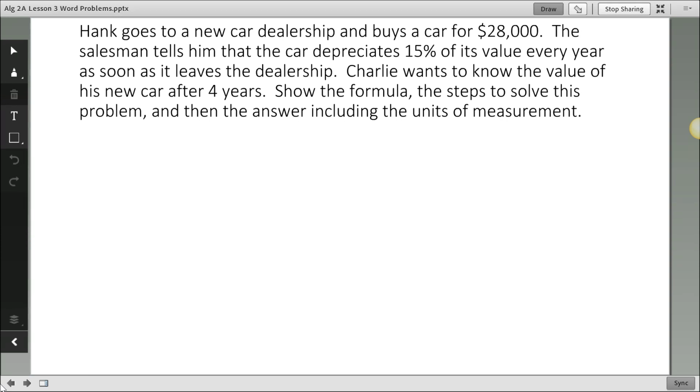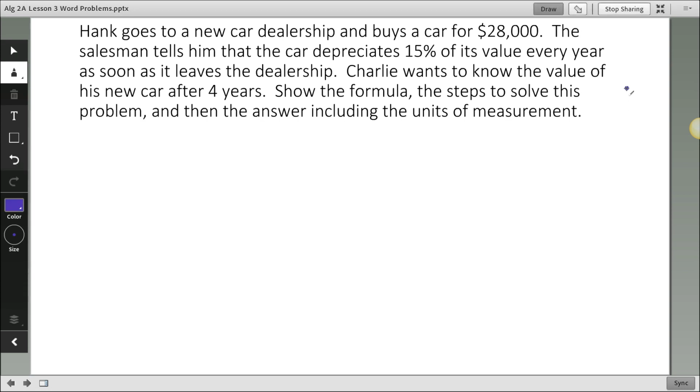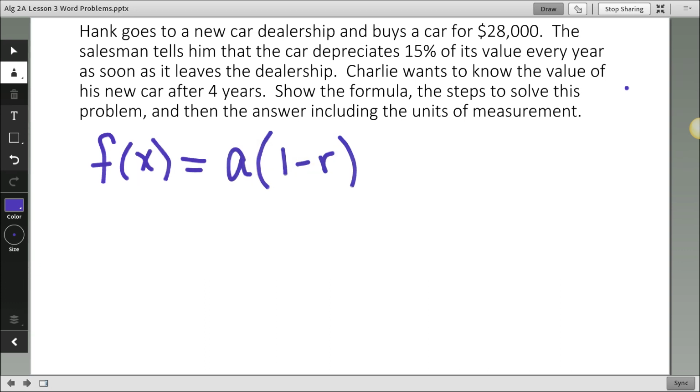So what do you got to do here? Well, you got to know the formula. The formula is given in the lesson content, but here it is again. I've modified it a little bit just for the purposes of the problem. So it's A, which is the initial amount or initial value. So A is initial value.